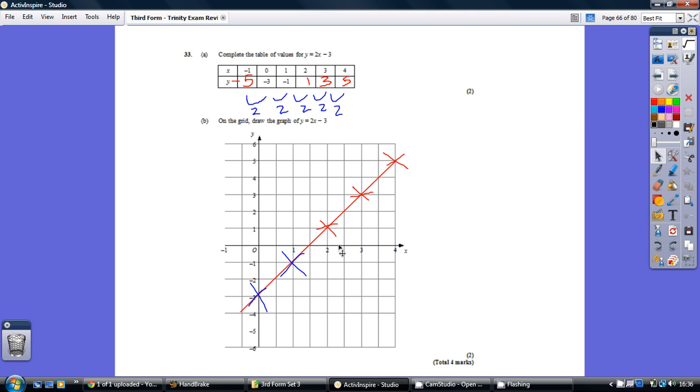So when x is 2, y is 1. When x is 3, y is 3. When x is 4, y is 5. Now we might just need to work out the last one, or I could have extended the graph and seen this down here and seen it was -5. Another way to check our answers is to spot the pattern. Look, we're going up in 2s as we go left to right, or going down in 2s as we go right to left. So just make sure you've got a consistent pattern.